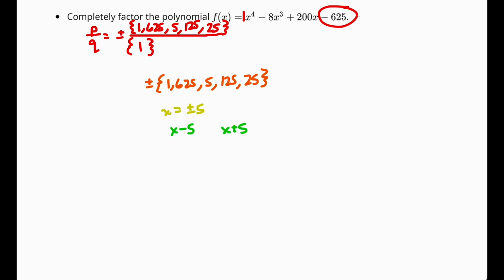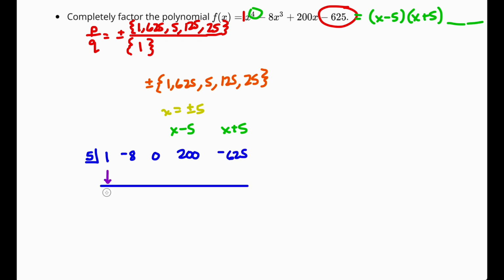So right now, this f of x is actually equal to x minus 5, x plus 5, and then we're still missing 2 other factors because technically there should be 4 factors because of the 4 there. If you remember from the fundamental theorem of algebra, there should be 4 total factors. So we have 2 of them. We're halfway done. Now what we need to do is break down this polynomial as much as possible using synthetic division. So we have 1, negative 8, there's no x squared, so it's a 0, 200, and negative 625.